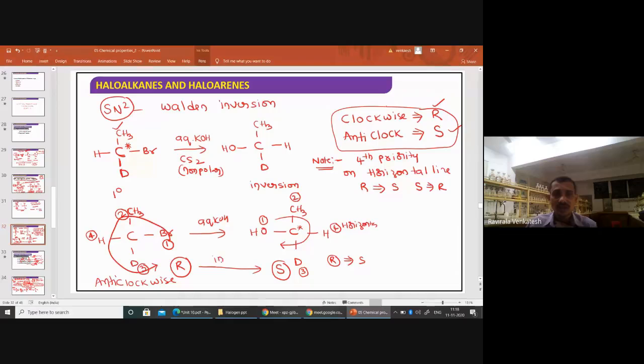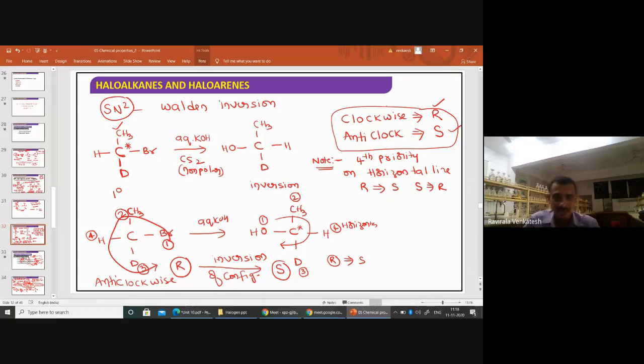What are you calling this one? Inversion of configuration. Understood here? Now, what is inversion of configuration? The reactions in which the configuration of the molecule changes from R to S or S to R are called inversion of configuration.